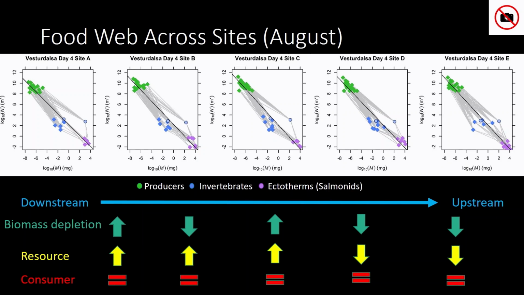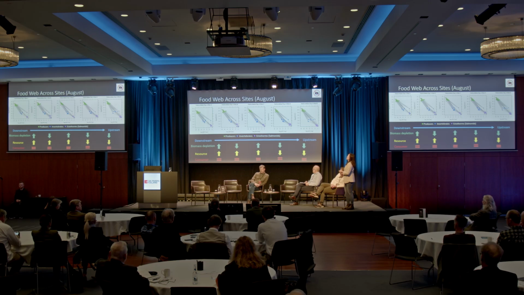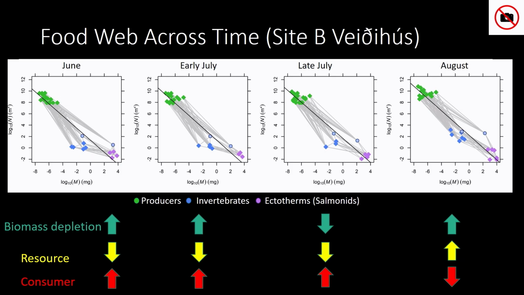So basically, as we go from downstream to upstream, we see an increase in biomass depletion, a decrease, then an increase in the middle of the river with the highest, and then a decrease as we go further upstream. And interestingly, the amount of resources increases as we go further upstream, and it's the highest as we get into site C, which is the middle of the stream, and it decreases again as we go further upstream. But relatively across the river, consumer levels seem to remain the same in regards to the ratio to resources. Next, we'll be looking at the food web across time.